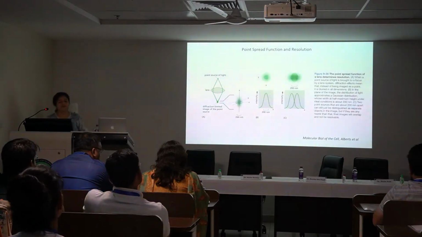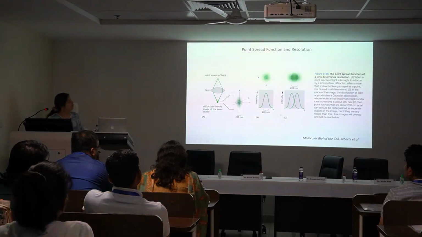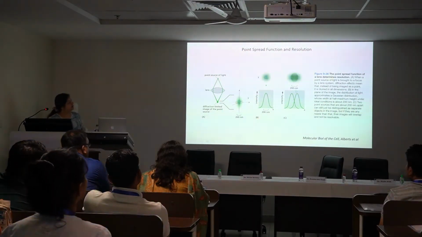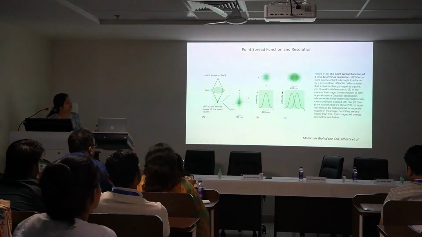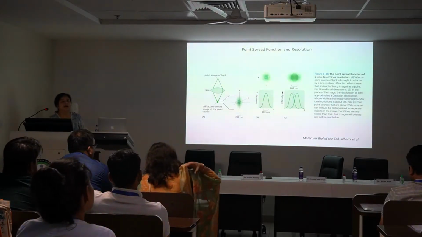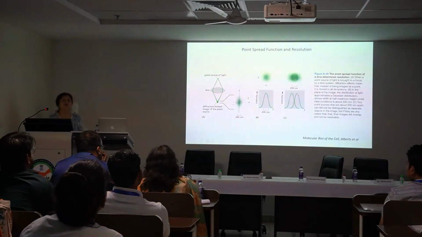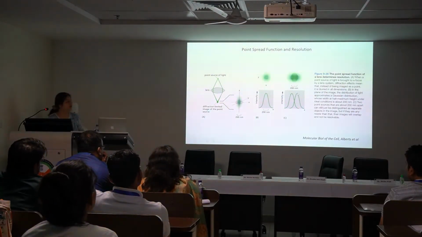And what does that mean, right? What that means is that if two particles are 200 nanometers apart, then the microscope can distinguish them as separate particles. And if they are closer to each other, which I'll show you in the next slide, then we can't distinguish between them, okay?